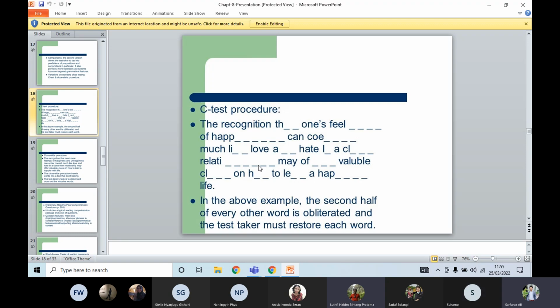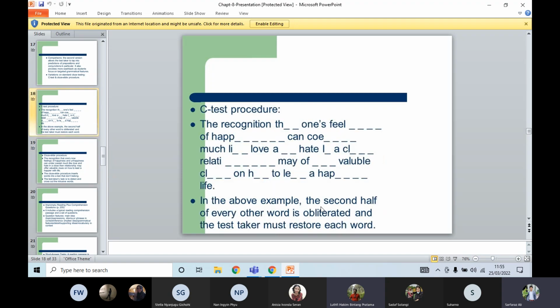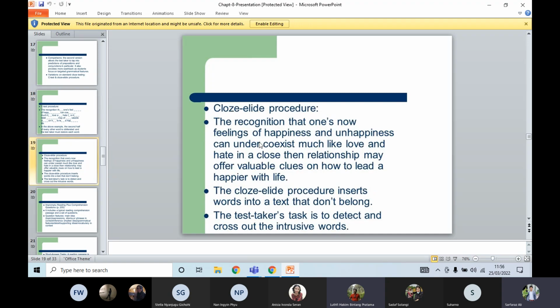Whereas in the cloze-elide test procedure, we are not given the options. There you have to identify the words in the text, even words that don't belong to the text. You can see that here in the C-test procedure there are the blanks, whereas in this paragraph: the recognition that one's feelings of happiness and unhappiness can coexist. This is the paragraph, and you are not given any blanks to fill. You will be given directions to find words, even those that do not belong to this paragraph. So in this type of procedure, the test taker's task is to detect and cross out the intrusive words.